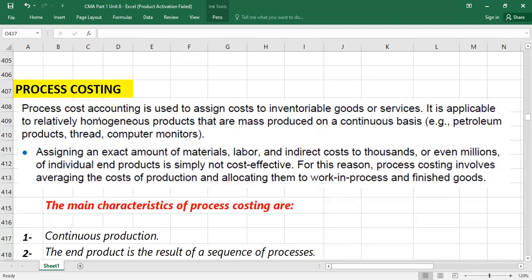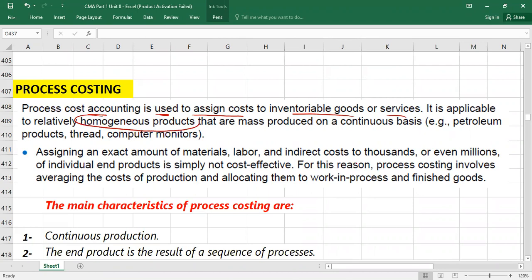Number one, process cost accounting is used to assign cost to inventoryable goods or services. Mainly these are goods. Understood? So here you are going to assign the cost to the inventory. Understood? It is applicable to relatively homogeneous product. Here you are producing homogeneous product. For example, car you are manufacturing, same model you are manufacturing.